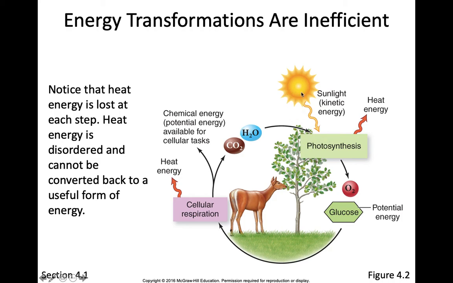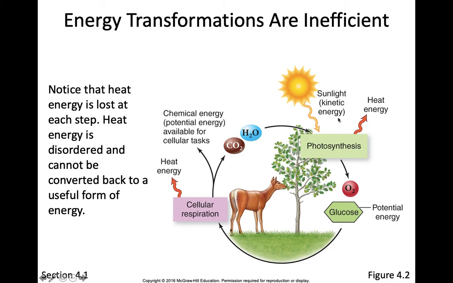This type of energy cannot be used to do work. It has to be converted into potential energy for organisms to use it. Now, we cannot use kinetic energy to make potential energy. We, as in mammals, things that are not photosynthetic. Organisms that are photosynthetic, plants and algae and things like that, can take this kinetic energy and use the process of photosynthesis to convert it into potential energy.